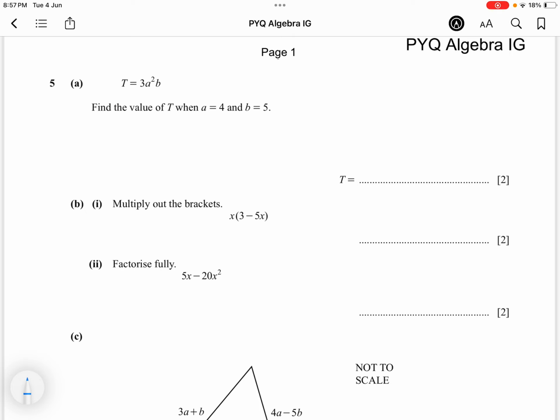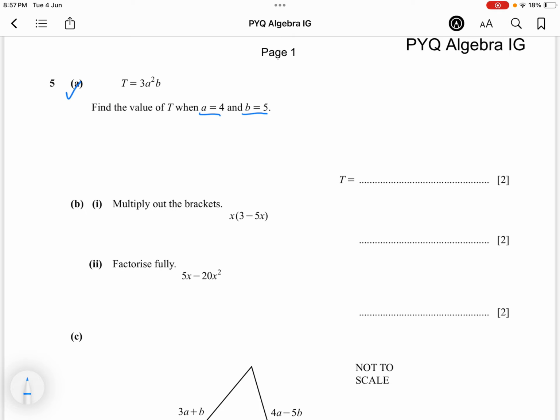Right, so here's the first one. Look at the question here. So what question is this? So this is actually a question of substitution, because you are given a value for the variable.